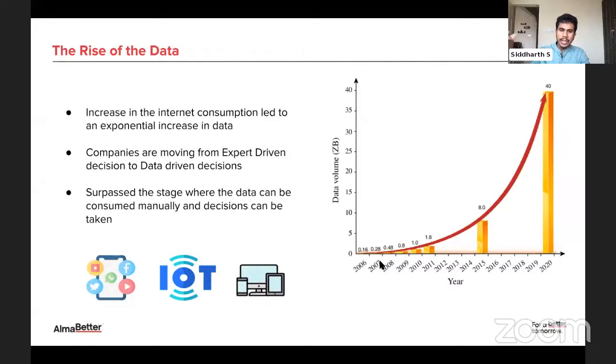A few of the key reasons why the data size has increased: the first thing is the internet. A lot of things which were done offline are now moving to the internet. Shopping, paying the bills, people are going to the internet, so we are able to collect a lot of digital data. And the second thing is IoT, which is mostly the sensors and all.